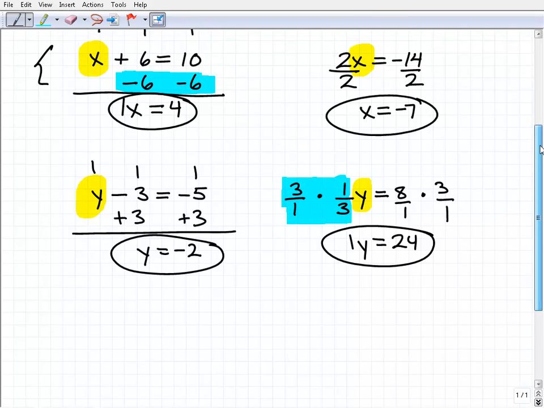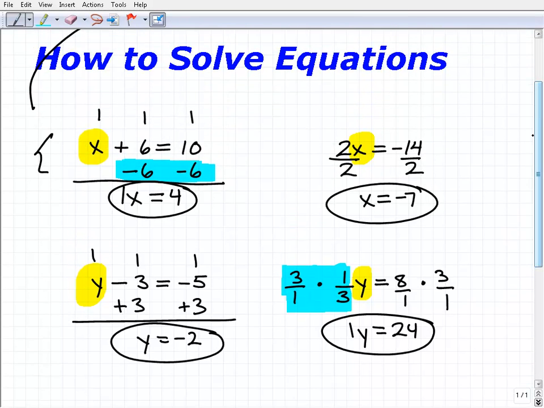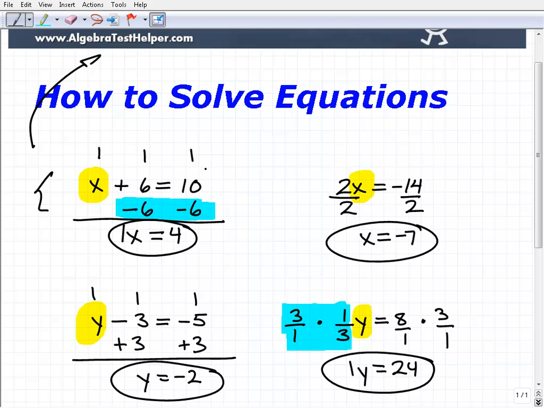Okay, so to wrap this up, how to solve equations? Did we learn how to solve every single equation? Not even. We're just barely scratching the surface. But the principles that we talked about in these 4 basic problems will carry over into more advanced problems.